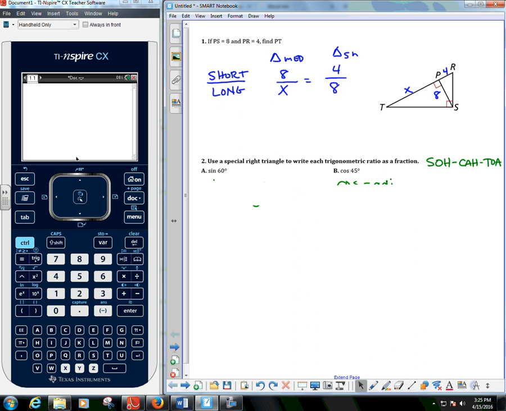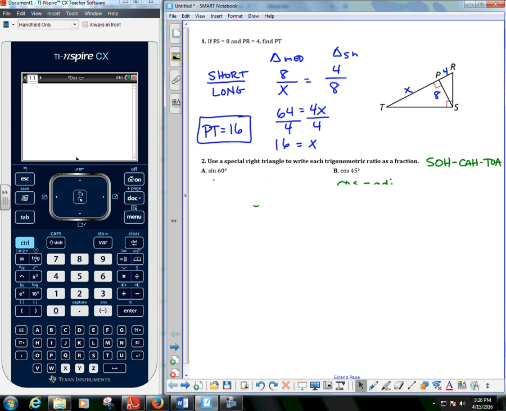In order to solve this, I'm going to cross multiply. 8 times 8 is 64 and 4 times X is 4X. I'm going to divide both sides by 4. X equals 16. So in this particular case, segment PT is 16 units long.